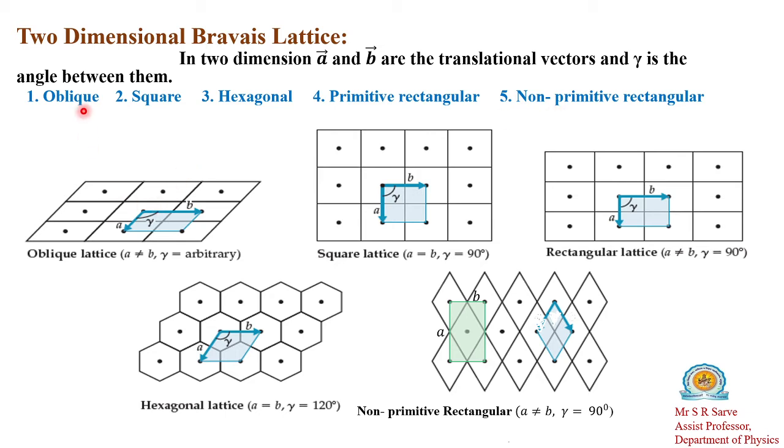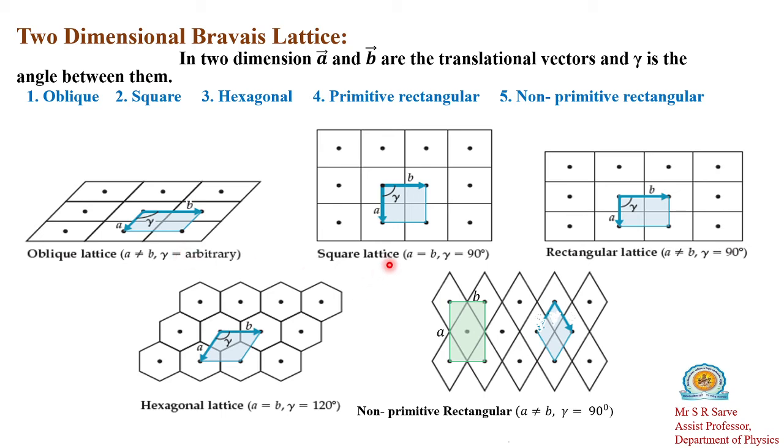So what is oblique? Oblique means these two translational vectors, a vector and b vector, which give the spacing between lattice points along the x and y axes, are different, that means a is not equal to b, and this angle is also not equal to 90 degrees, it will change. So that is known as the oblique structure. So this is your first Bravais lattice.